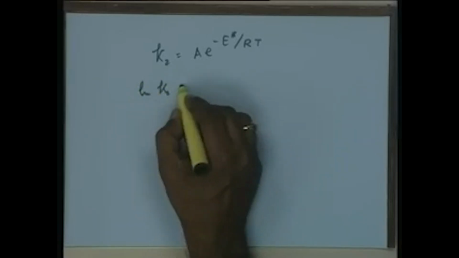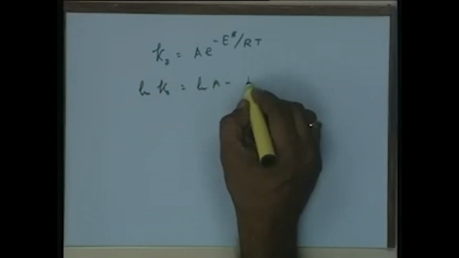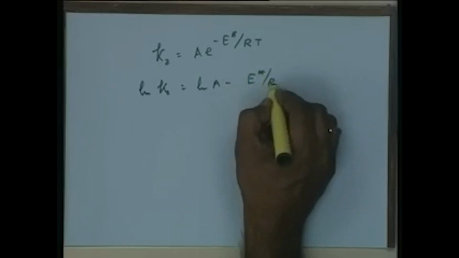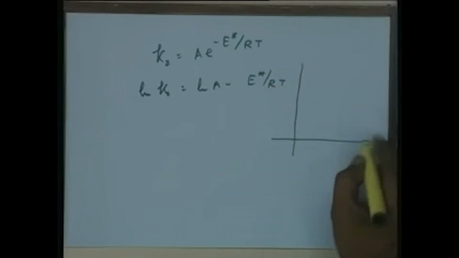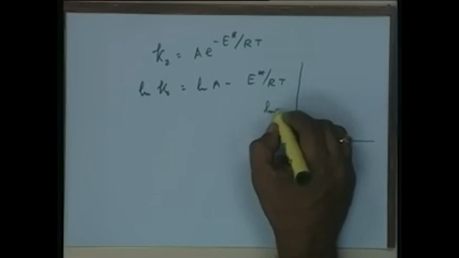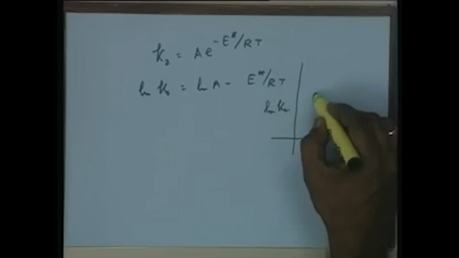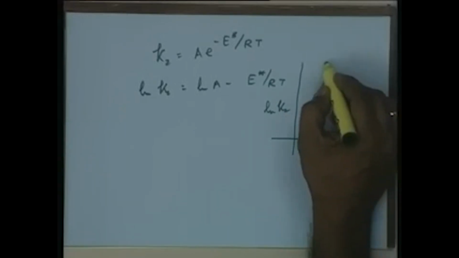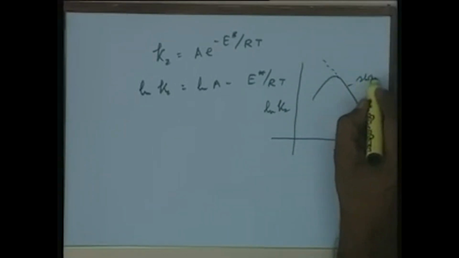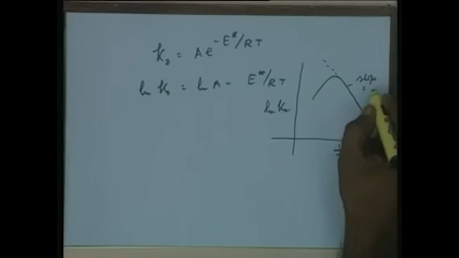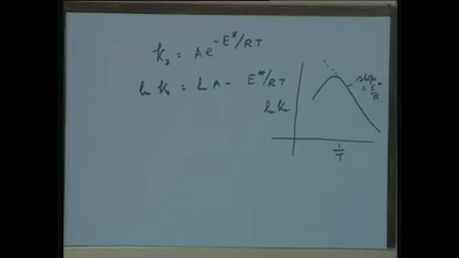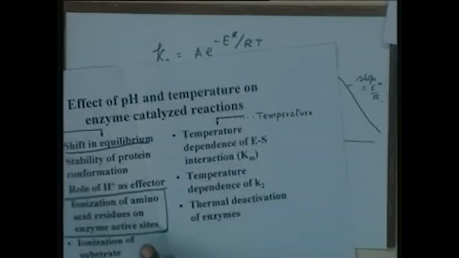ln K2 will be equal to ln A minus E star over RT, a very familiar profile. 1 upon T versus ln K2, you get a negative profile, and the slope is minus E star upon R, and that gives you the magnitude of the energy of activation for the given enzyme catalyzed reaction. So the effect on K2, that is the turnover number, is primarily almost like any other chemical reaction.